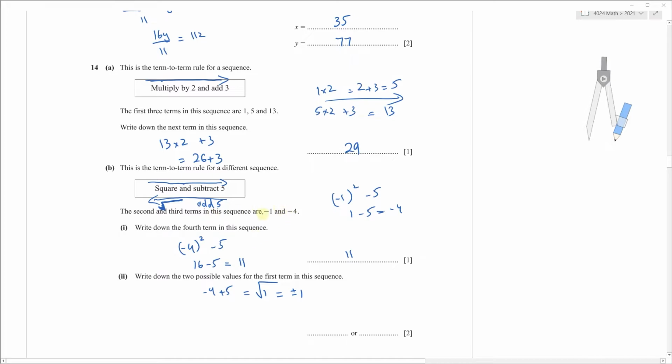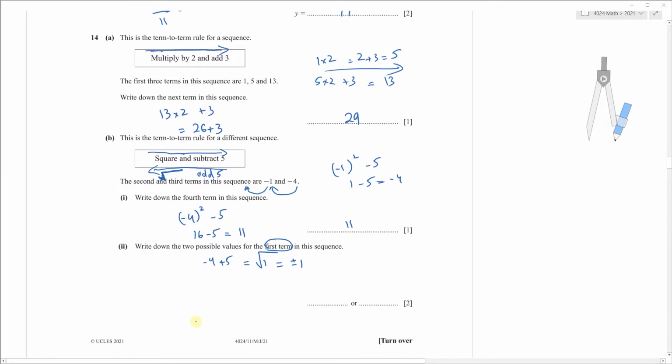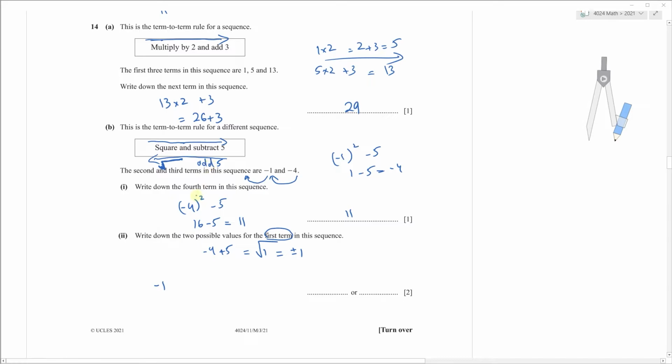So from going from third to second term, you added 5 and then took the square root. You moved in this direction, so you have to move in this direction once more to get the first term of this sequence. So let's do the same. You have minus 1. First you add 5 and then you take the square root. Minus 1 plus 5 is 4, and the square root of 4 is plus or minus 2. So the two possible values for the first term in this sequence are 2 or minus 2.